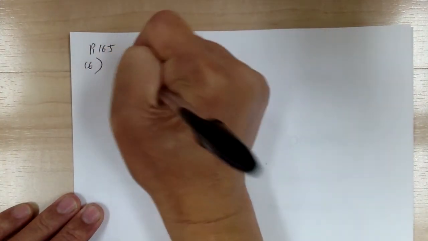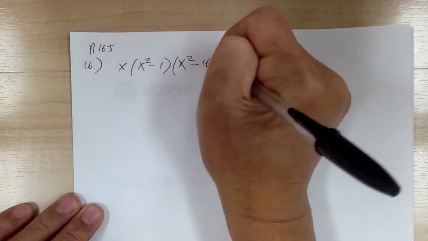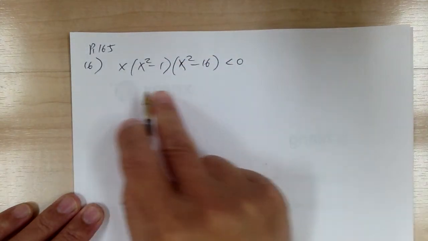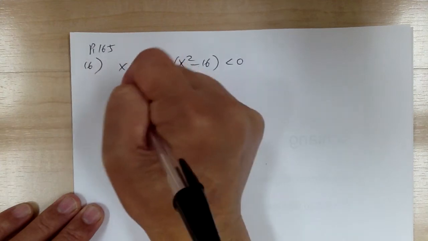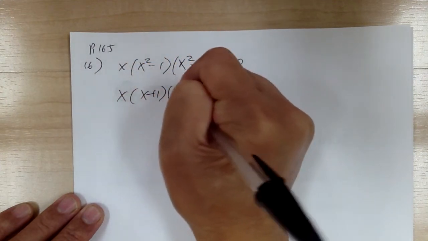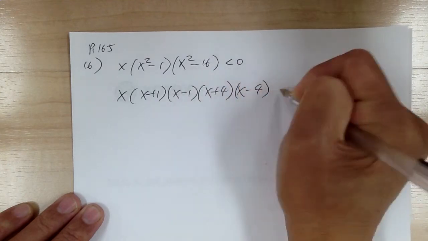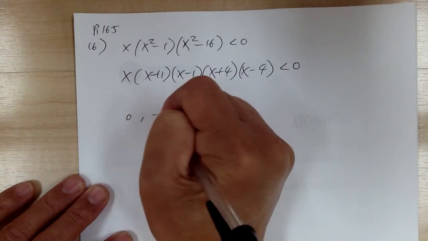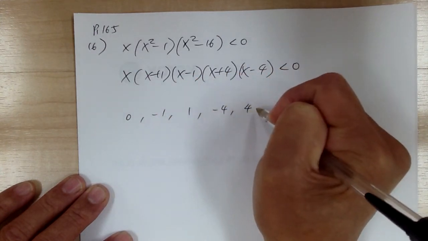Okay, you have x squared minus 1, x squared minus 16 is less than 0. So again, you go through the process of, first you have to factor all these. So you got x plus 1, x minus 1, x plus 4, x minus 4 is less than 0. So your critical values would be 0, negative 1, positive 1, negative 4, positive 4.